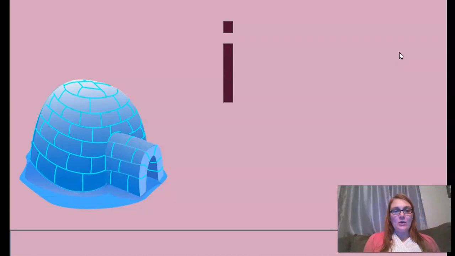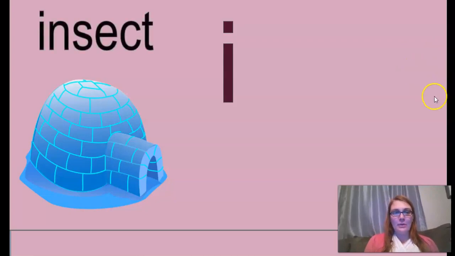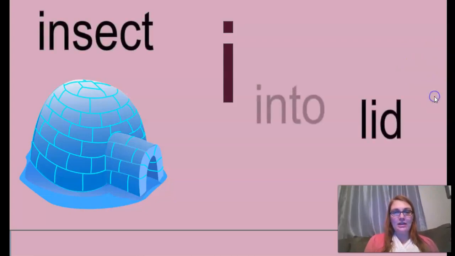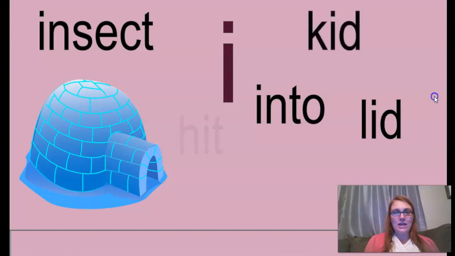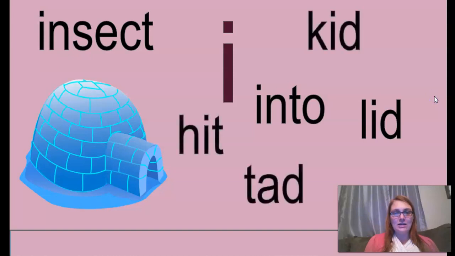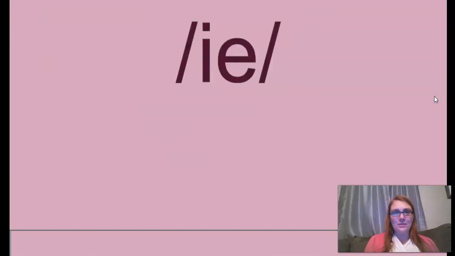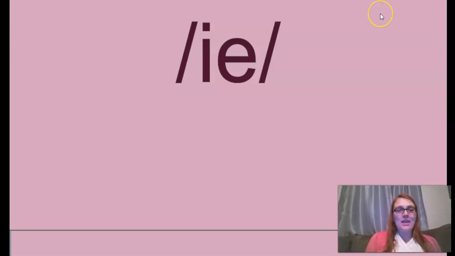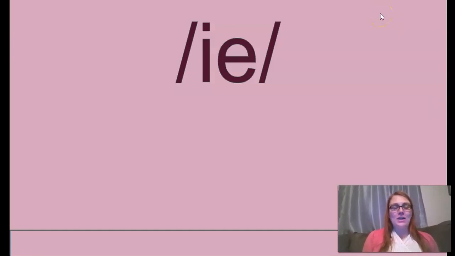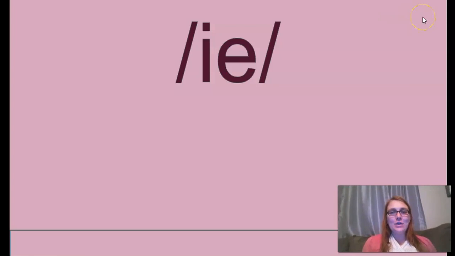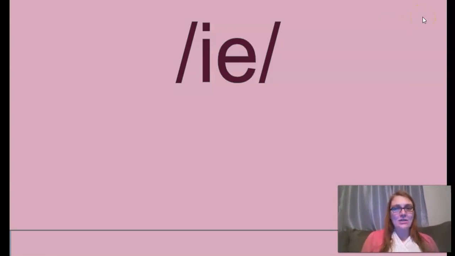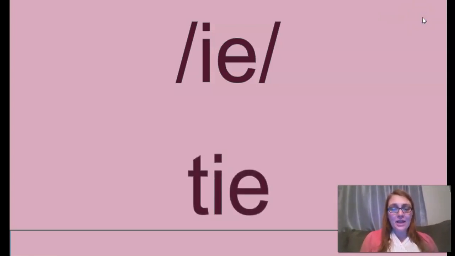Okay, so here we have a picture of an igloo with the letter I. Some other I words: insect, lid, into, kid, hit, and not 10. Okay, today we're going to talk about the I sound. So initially we had I, like an igloo, but now we're going to talk about the long vowel sound, like in the word tie, tie your shoe.